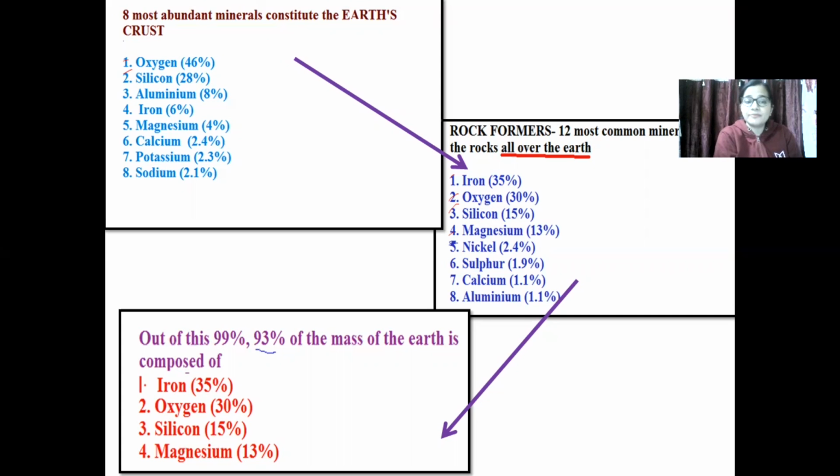Now, if I break it up further, out of the 12 most common minerals, there are the minerals which constitute about 93% of the mass of the earth. Out of the 100%, 93% of the mass of the earth is composed of these 4 minerals, primarily iron, followed by oxygen, then silicon and magnesium. So it might seem boring at the beginning, but whenever you write certain charts, not only for this but for other chapters as well, try to write down the abbreviations and then remember the abbreviations. Other things will easily come to you.